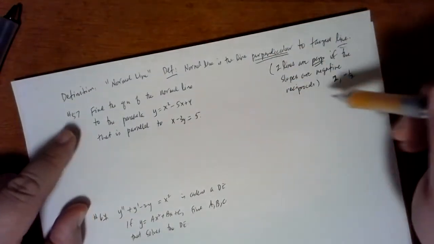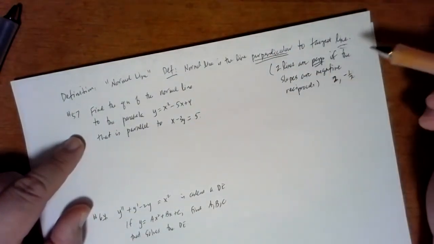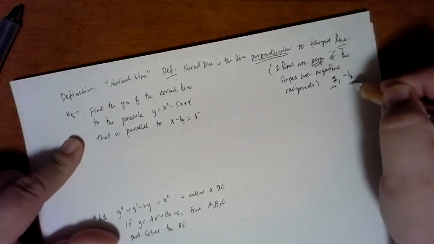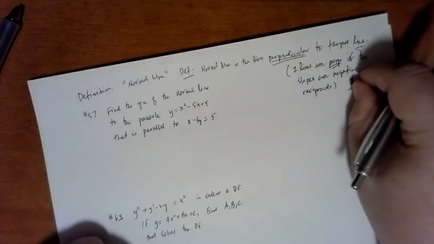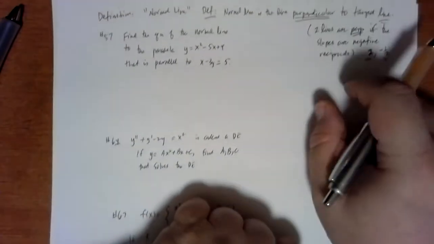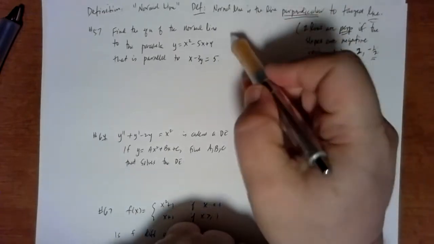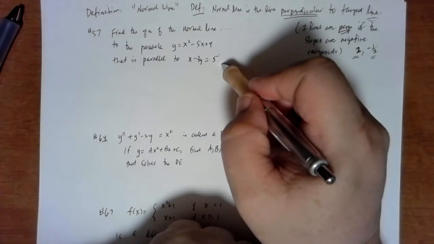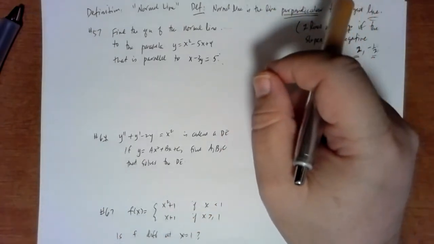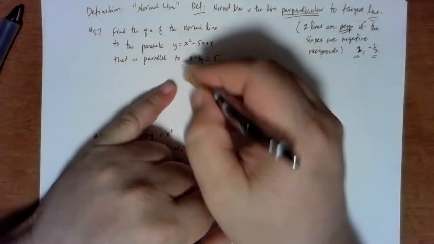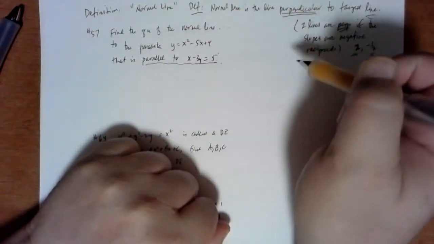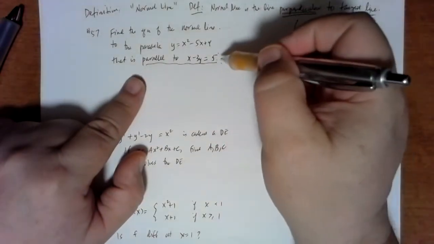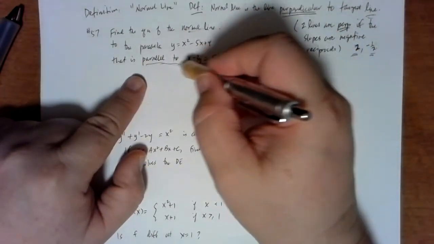So to find the normal line then, you have to find the tangent line, and then the tangent line gives you the original slope. Take the negative reciprocal of that slope, and you got it. Good. So let's see how we're going to use that in this problem. Find the equation of the normal line to the parabola that is parallel to this. Parallel to this line means that our lines will have the same slope. Okay. Now the normal line will be parallel to this, right?